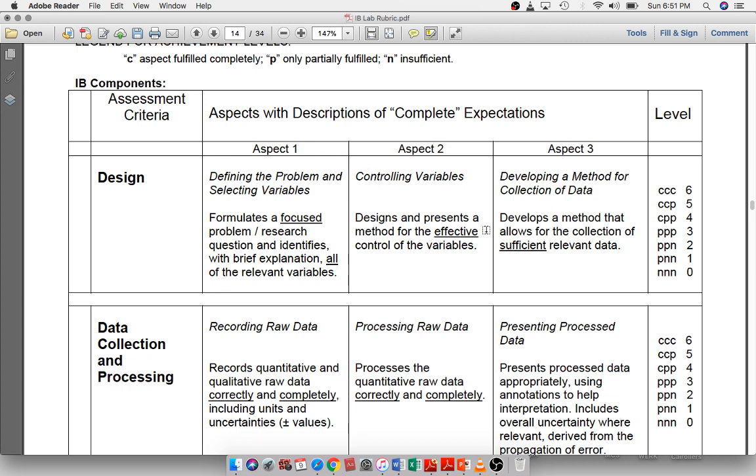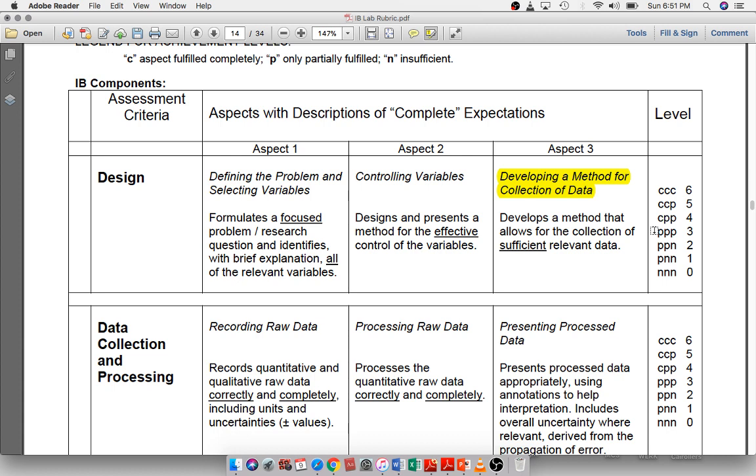Controlling variables. This is making sure that you have a control, making sure that you have something to compare your results to. Remember, the control is the absence of the independent variable, or kind of a regular model, a comparison tool. So if you're going to design a good experiment, you need to make sure that there is a comparison or a control there. And the last aspect is developing a method for collection of data.